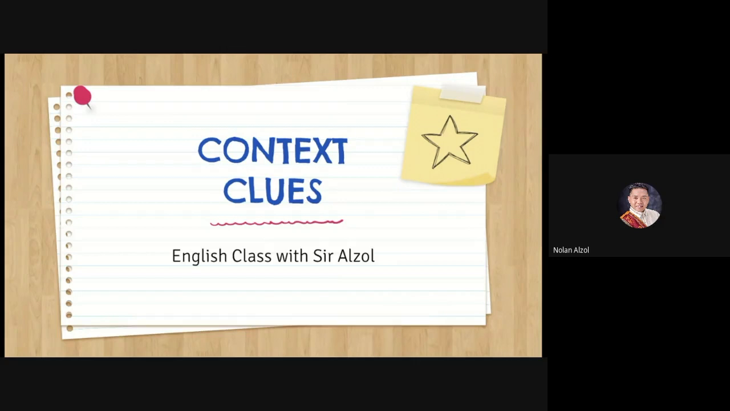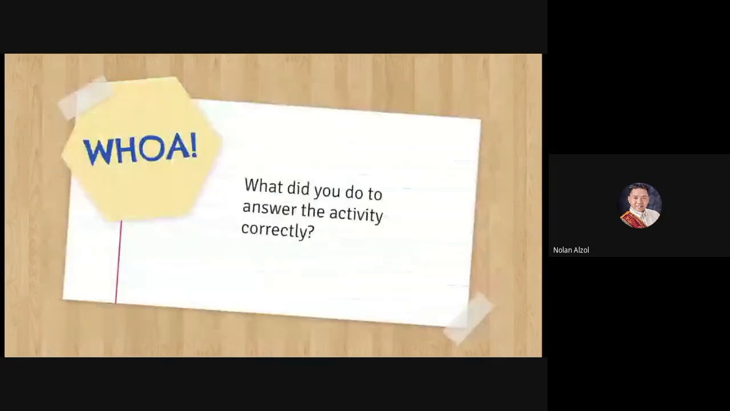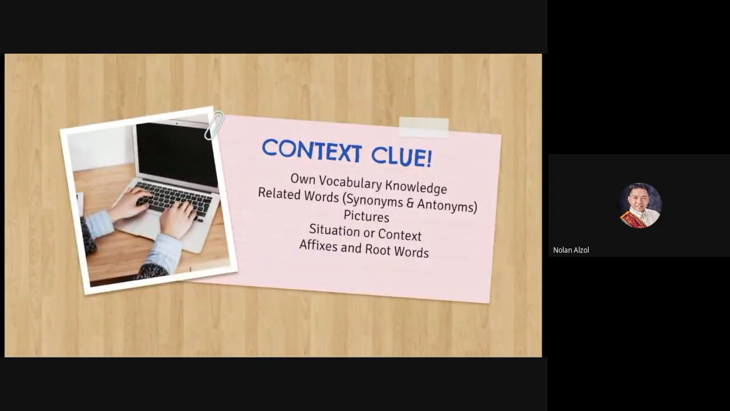To begin with, let's just have a short revisit of our previous lesson. So we had a play on Kahoot, and we were able to use context clues to connect the word with the meanings. Also, you were able to identify the context clues present in the activity. So you were able to use your own vocabulary knowledge. You also used related words through synonyms and antonyms present in the game. You also used pictures, analyzed situation or context within the statements, and lastly, you use your lexical knowledge on affixes and root words to better define the meaning of words.